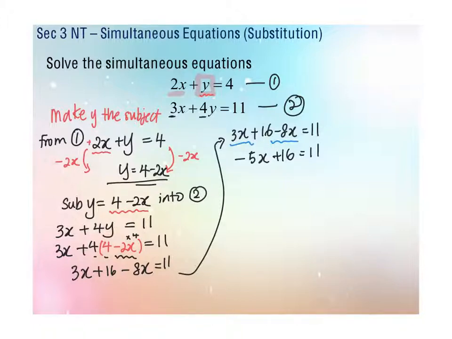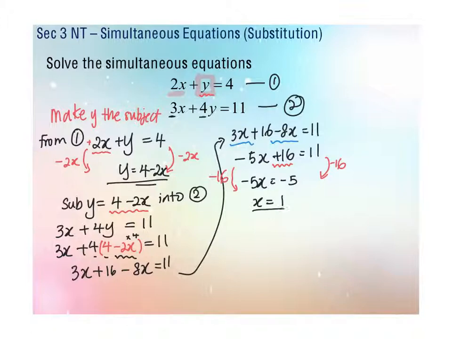Now over here, we need to have x, but we're going to get rid of 16. So I'm going to subtract 16 on both sides. And we will have minus 5x, no more 16 on this side. So 11 minus 16 will give me negative 5. Dividing both sides by negative 5, I'll get x equals 1.